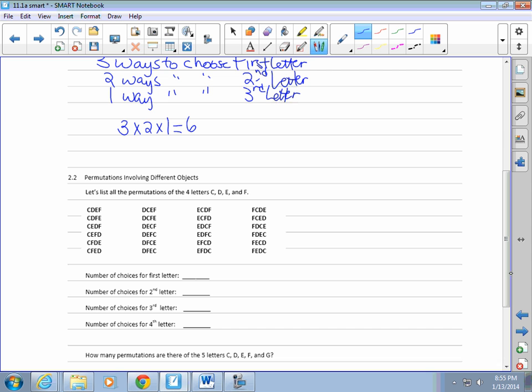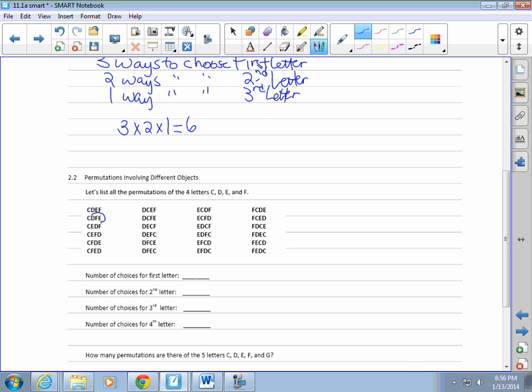Okay, the next example: we've gone from 3 letters to 4 letters. It says list all the permutations of the 4 letters C, D, E, F. I've made the list for you just to save us some time. Basically, I went C, D, E, F, and then C, D, switched the F, E. Then I moved my E over into the E spot and kept doing a little rotation. So then I went D, C, E, F, D, C, F, E, D, E, C, F, and so on. I just keep bouncing my letters through all of the spots, keeping D in the first spot, and then the same thing with E, and then the same thing with F.